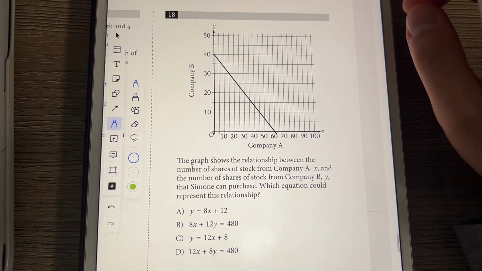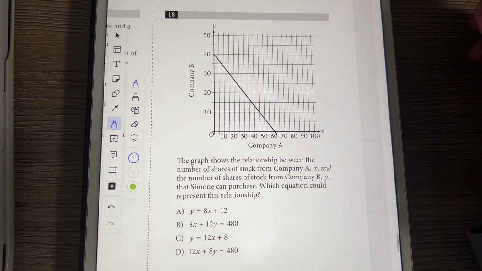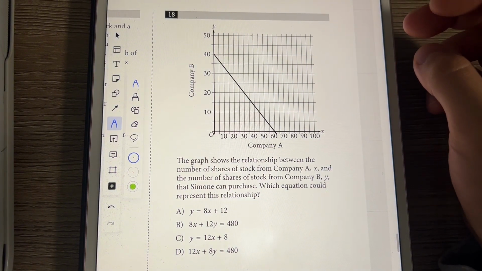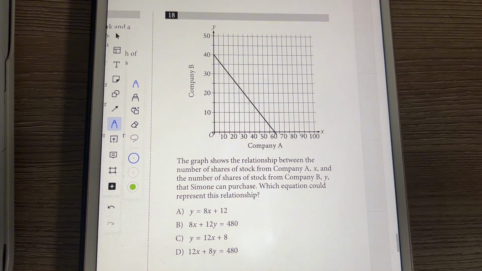Question 18 is a cool one. I encourage you to not go to Desmos here because it's going to take you a long time to type it in. Instead, we're going to do an even cooler trick. The graph shows the relationship between the number of shares of stock from company A, x, and the number of shares of stock from company B, y, that Simone can purchase. Which equation could represent this relationship?